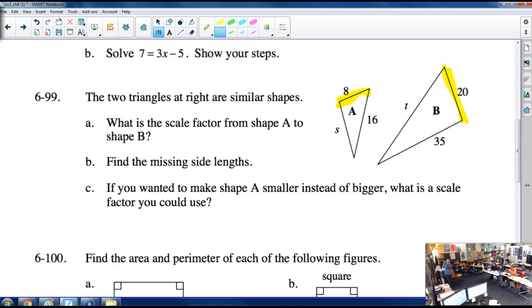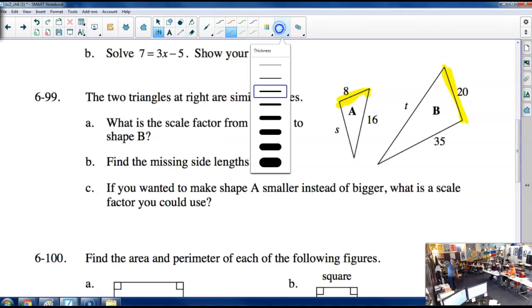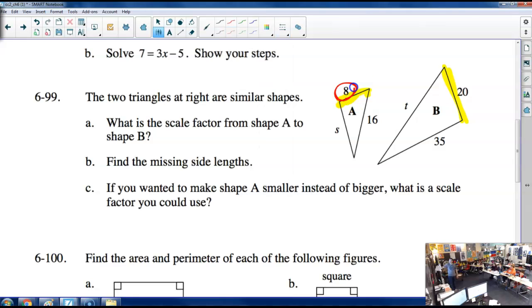Now, the question is, what goes with my 35? We don't even need to answer that question until we get to the next part. Because if it just wants me to find the scale factor, and I know that 8 goes to 20, how do I get to 20 from 8? 2.5. So 2.5 is our scale factor. Sorry, my decimal looks kind of funky there.